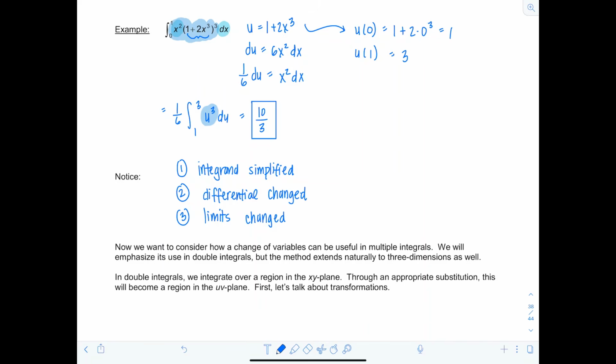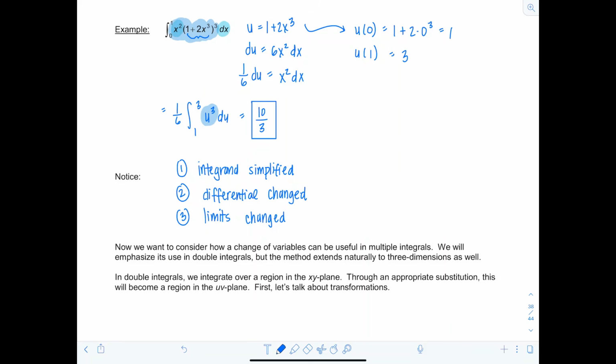So now we want to consider how a change of variables can be useful in multiple integrals. And we're going to emphasize its use in double integrals, but the methods that we're going to consider extend naturally to 3 dimensions as well. So first, let's talk about how we integrate when we're dealing with double integrals. Well, we integrate over a region, typically in the xy plane, and through an appropriate substitution, we're going to transform this to a region in the uv plane.